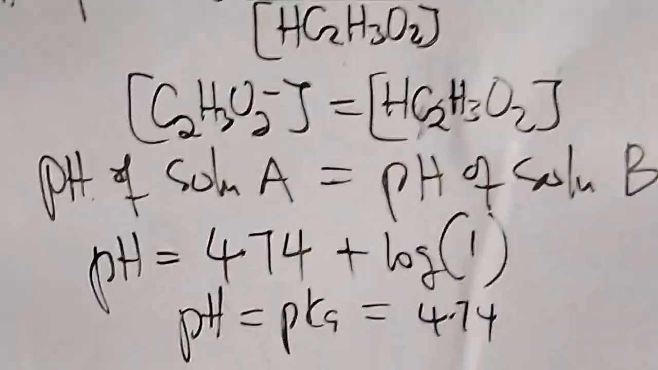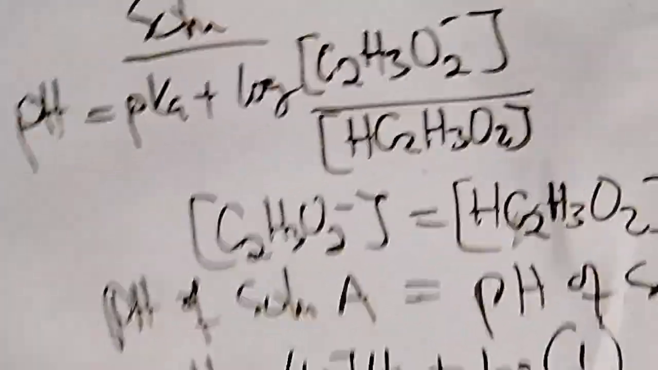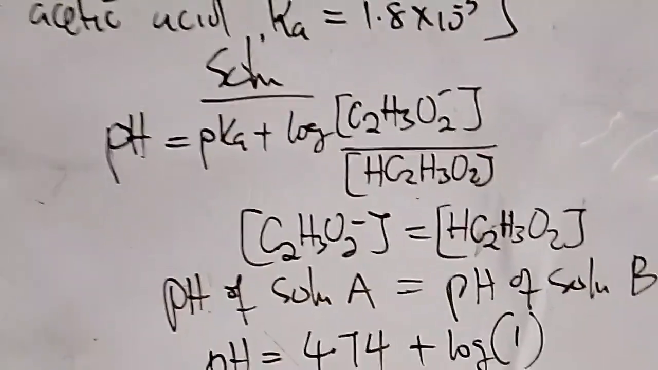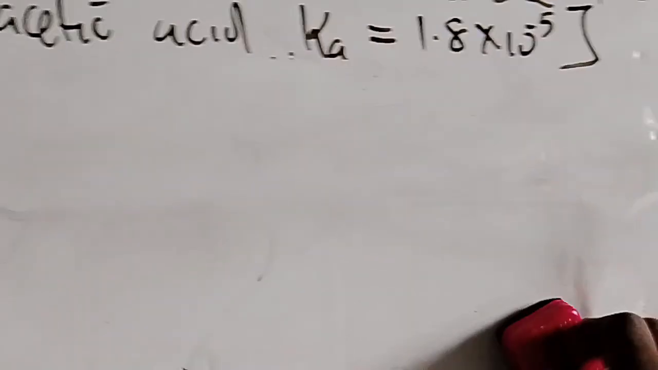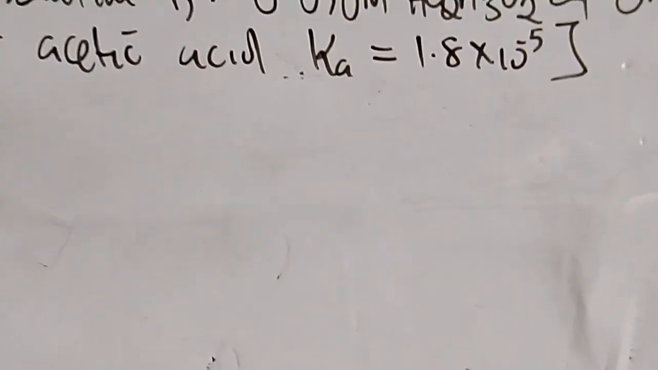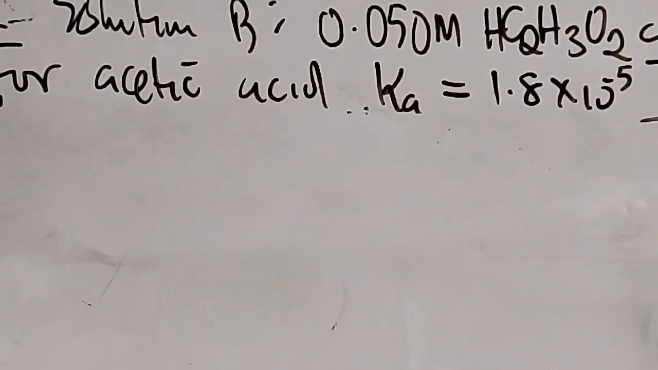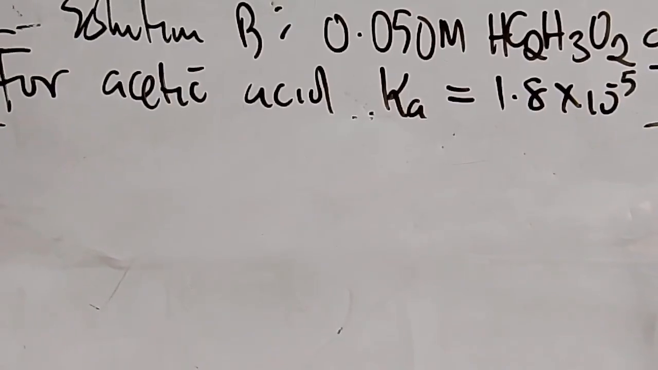Okay, so this is the initial pH, the initial pH for both solutions. Then we are now going to add 0.010 moles of HCl and see what will happen. Since we know the pH of both solutions A and B is the same, 4.74.